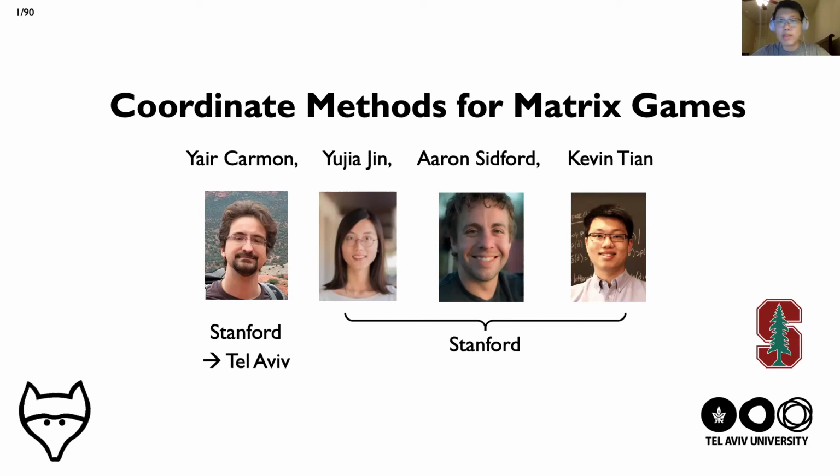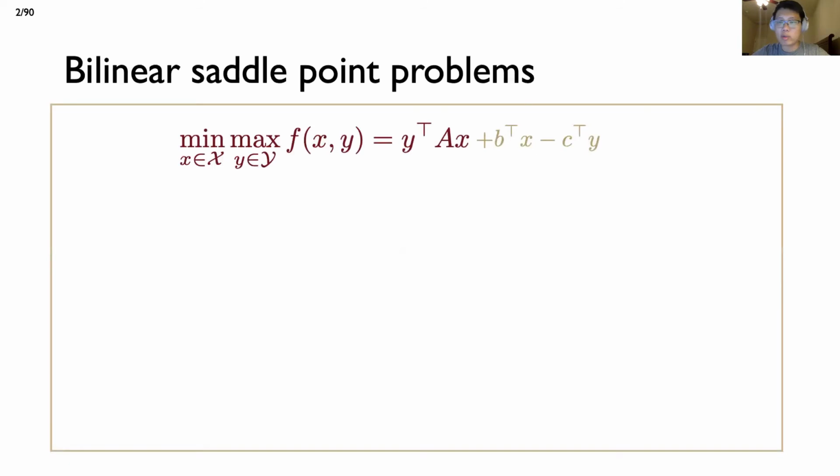Hi, my name is Kevin, and I will be presenting on some recent work done in collaboration with Yair Carmon, Yujia, and Aaron Sidford, titled Coordinate Methods for Matrix Games. This talk will be given in 4 parts, 2 of which will be by me, and 2 of which will be by Yujia. We study a problem family known as bilinear saddle point problems, or SPPs.